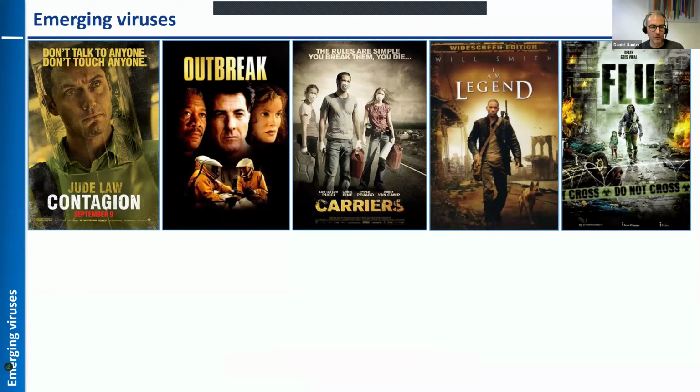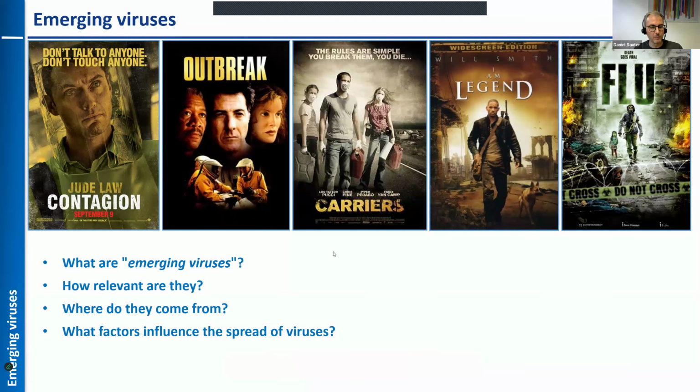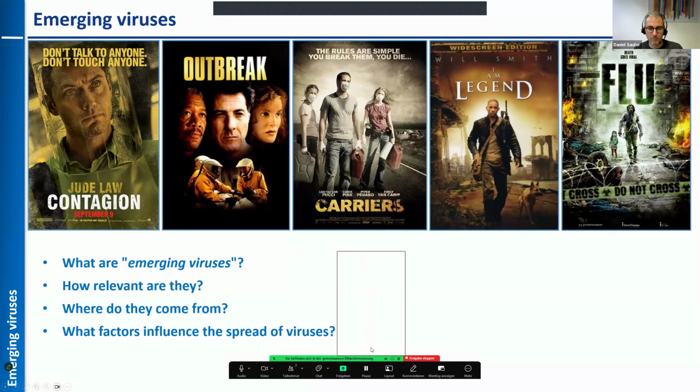So that's the outline for today. First we have to define what emerging viruses are, and we will see how relevant they are, and where emerging viruses usually come from. So what are their origins, where and how do they appear? And as I mentioned before, we will learn which factors really determine the successful or unsuccessful spread of a virus in the human population.